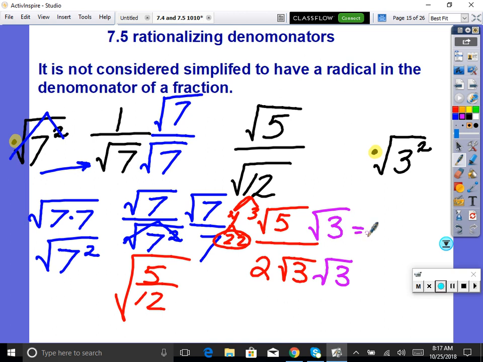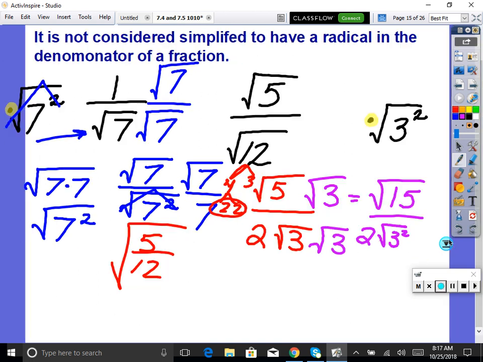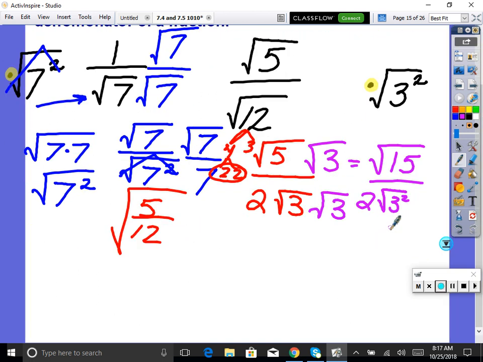So then on top I'd have root 15. And on bottom I have a 2 times the square root of 3 squared. So now doesn't root cancel out with power? Right here? So now it's just 2 times 3. So on top we have root 15, and on bottom we have 2 times 3, which is 6.